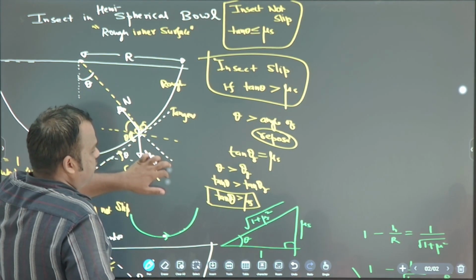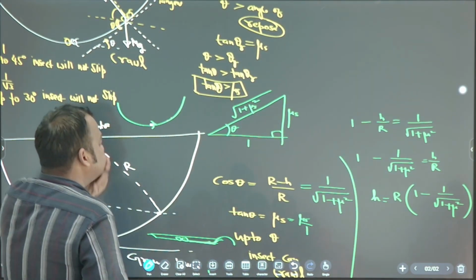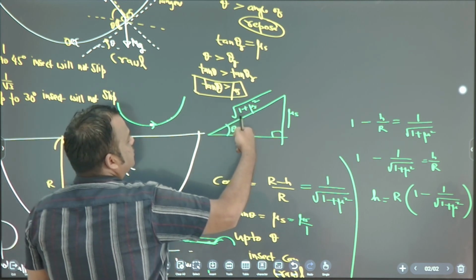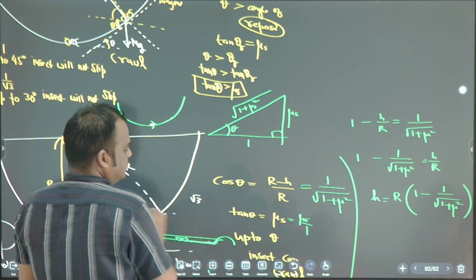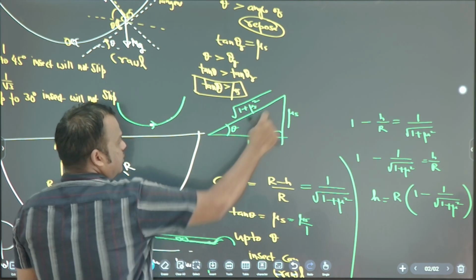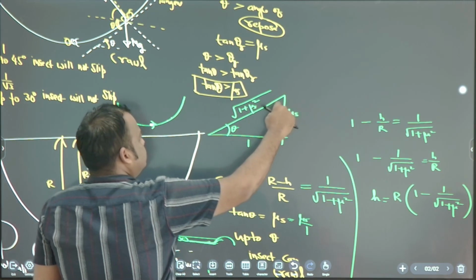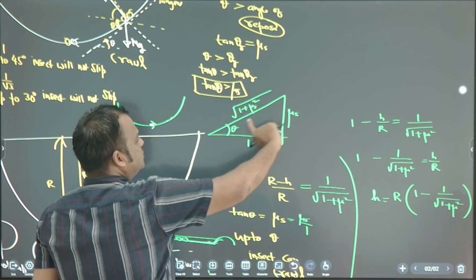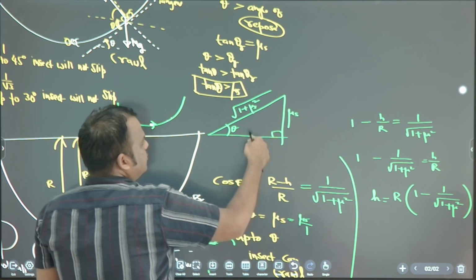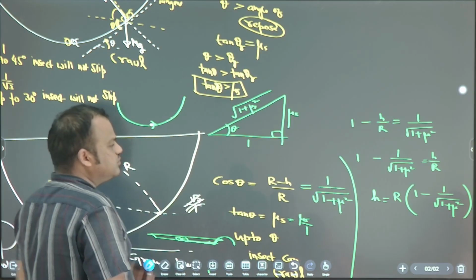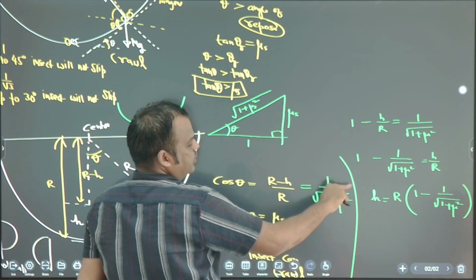So now it is geometry. Tan theta, you substitute mu s. Tan theta is mu s. So opposite is mu s. Adjacent is 1. Like suppose tan theta is root 3, so root 3 by 1. Now calculate hypotenuse, Pythagoras theorem. Square root 1 plus mu square. Okay? Clear? So cos theta is equal to adjacent by hypotenuse. So adjacent is 1, hypotenuse is square root of 1 plus mu square.